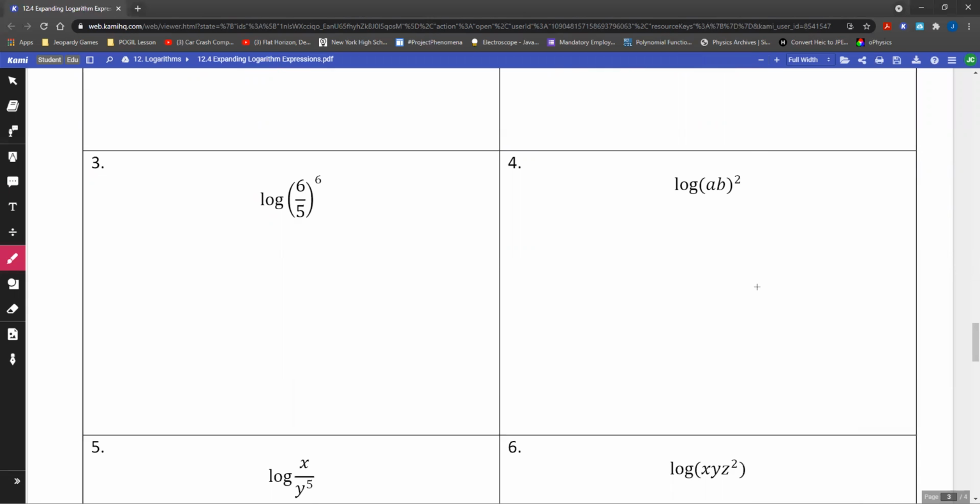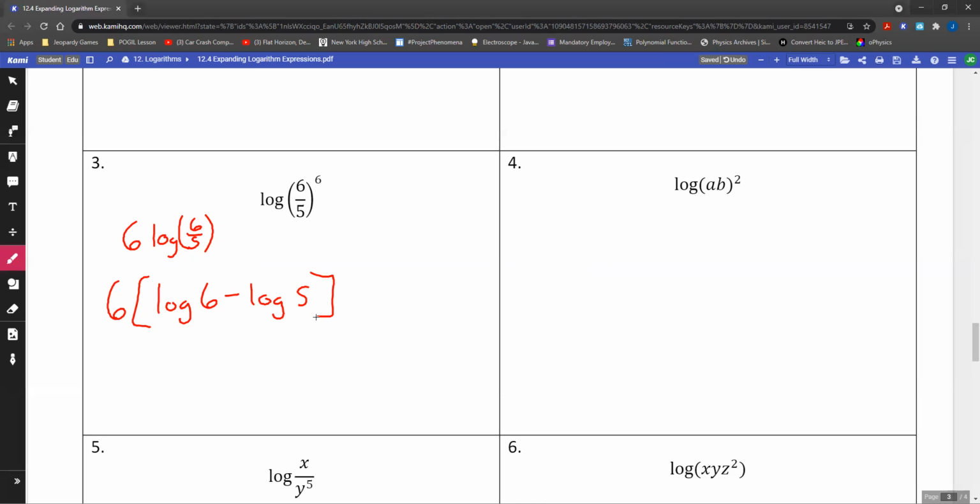So for this one, the 6 exponent is dealing with both terms, so I'm going to pull that out right from the beginning. So this ends up being 6 times log 6/5. Since we have division of these 2 terms, that means I can subtract them. And again, I'm going to put parentheses just to make sure that I remember that the 6 is multiplying both the log 6 and the log 5.